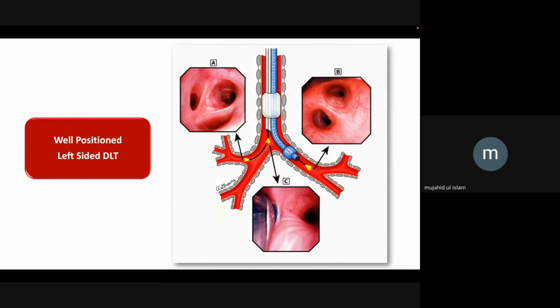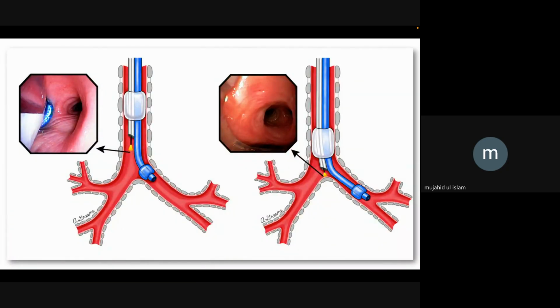Fiber optic bronchoscopy is the gold standard for confirming correct left-sided DLT placement. A well-positioned DLT shows a clear carina, an unobstructed right main bronchus, and the bronchial cuff seated just below the carina in the left main bronchus without herniation. The left image is the tracheal view showing herniation of the left-sided double lumen bronchial cuff, and the right image is showing left-sided double lumen tube positioned too distally within the left main bronchus.